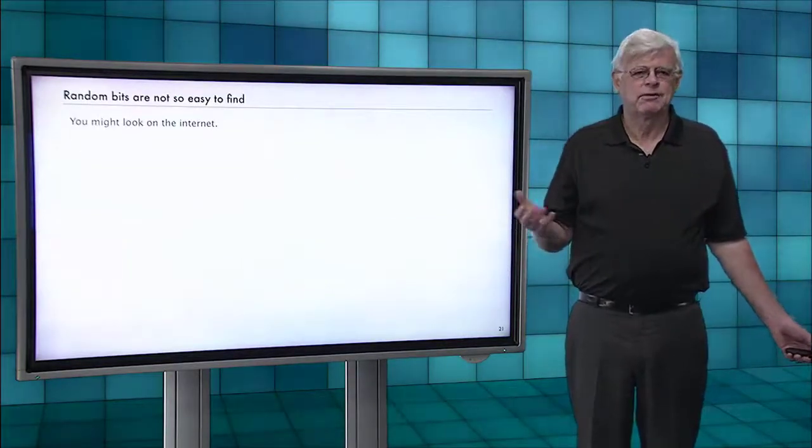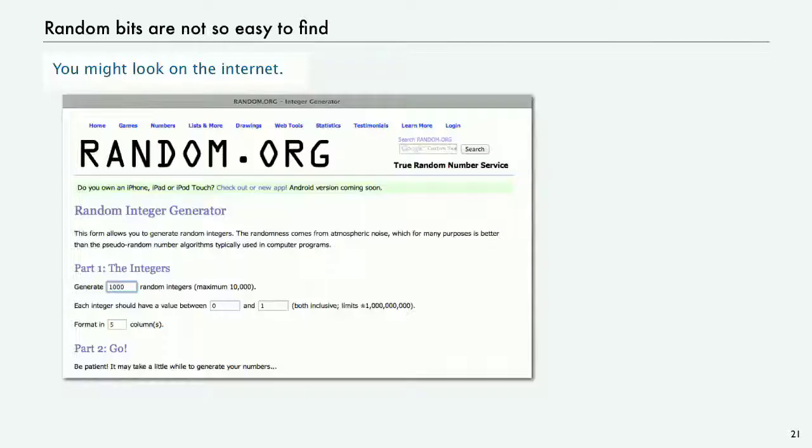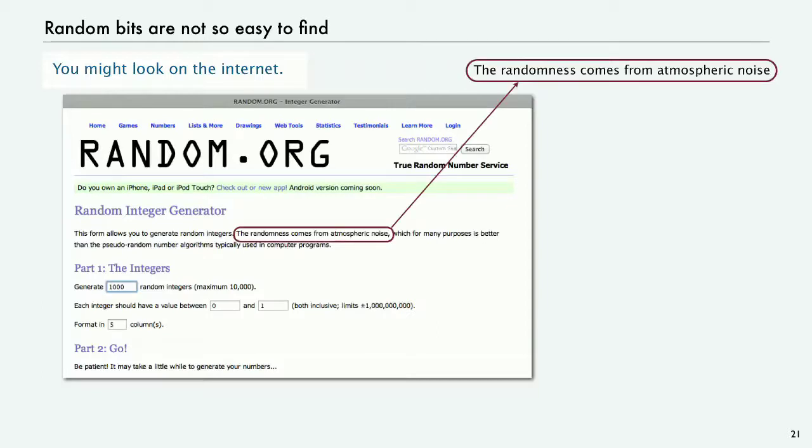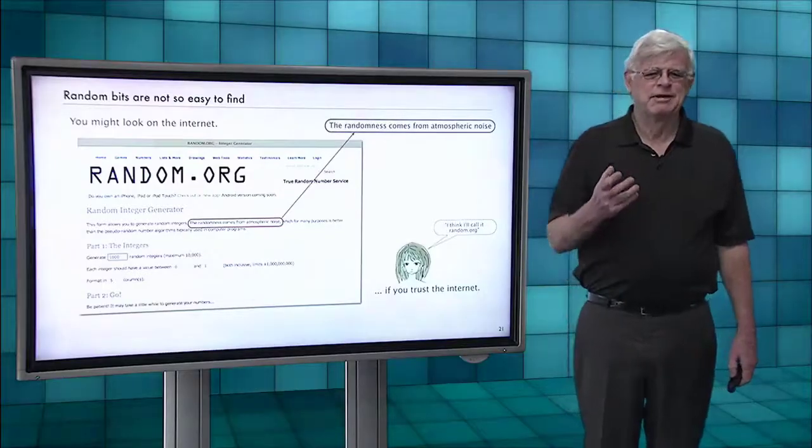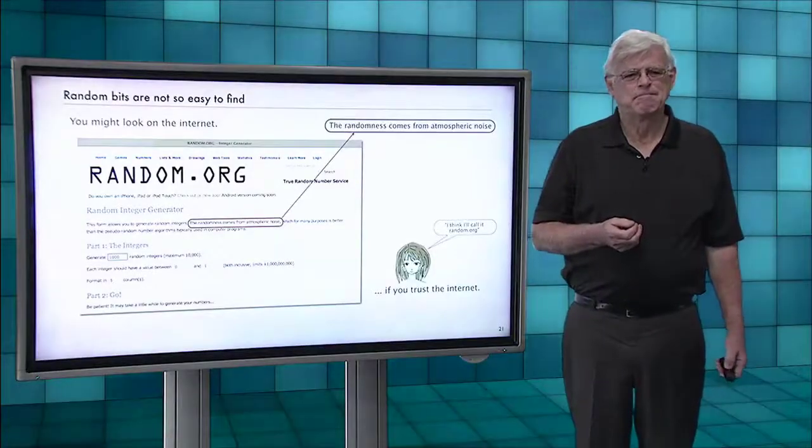Well, where are you going to get random bits? Well, you could look on the internet, and you can find sites like this, random.org. And you can type in how many integers you want. You can say, I just want between 0 and 1, and fill in whatever it asks for, and you get some random bits. So it says that it gets the randomness from atmospheric noise. Well, it could be, but maybe that's something that Eve made. So maybe that's not a great place to get random bits.